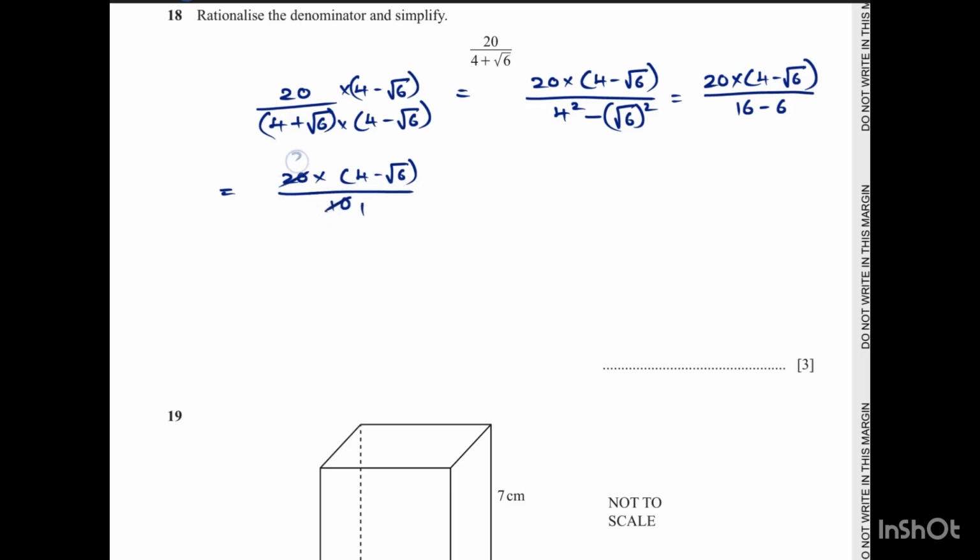10 times 1, 10 times 2. So it is 2 into 4 minus root 6. You can keep it as it is, or you can multiply also. 2 into 4 is 8, 2 into root 6 is 2 root 6. This is the answer.